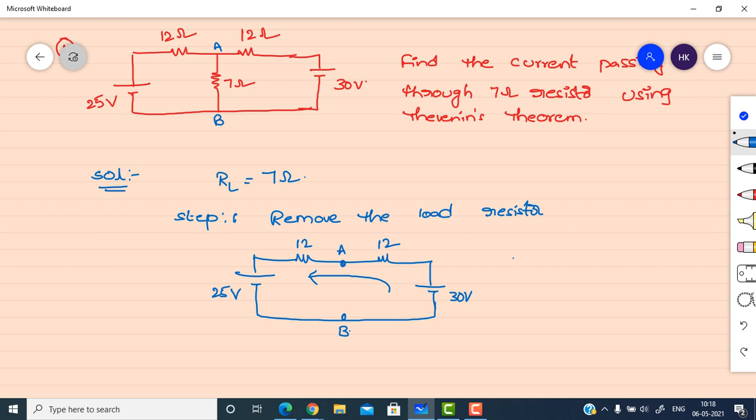Once you remove the load resistor, the next step is you have to find out the voltage across the load terminals. That means where you open the circuit, across the terminals you have to find out the voltage. To find the voltage, first we need current. So that's why I am applying mesh analysis. This is the direction of current I am assuming. Based on this direction, assume the polarities. Then I will find out the current.